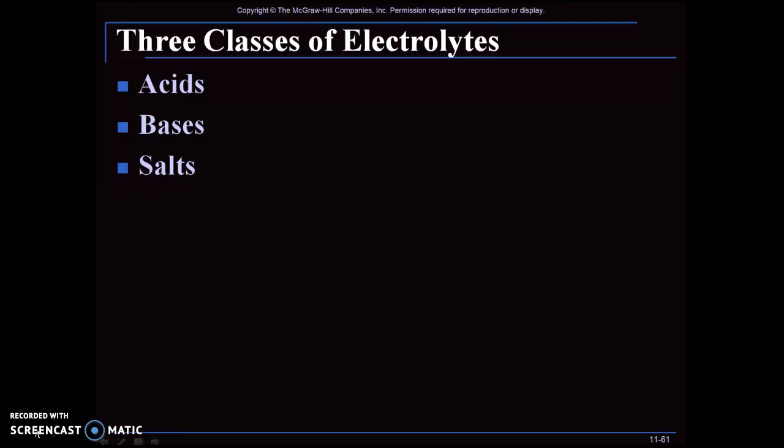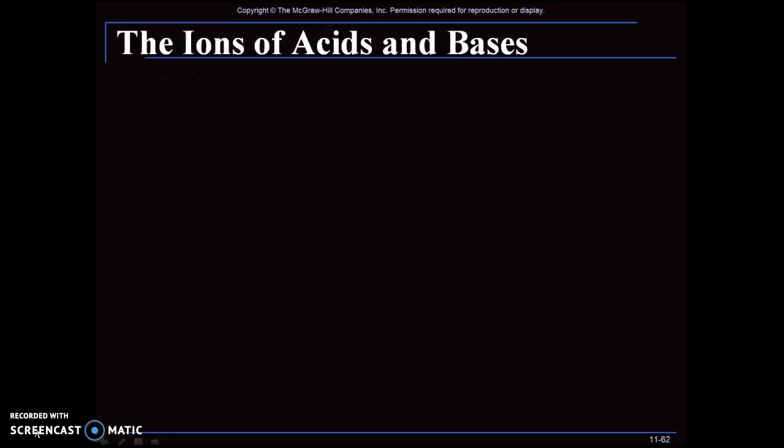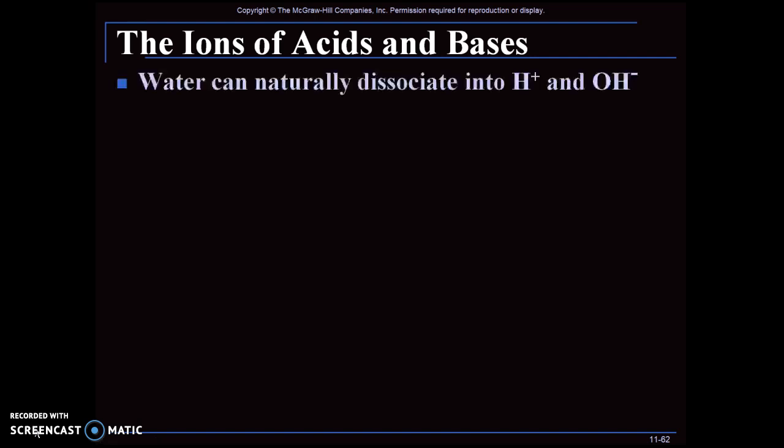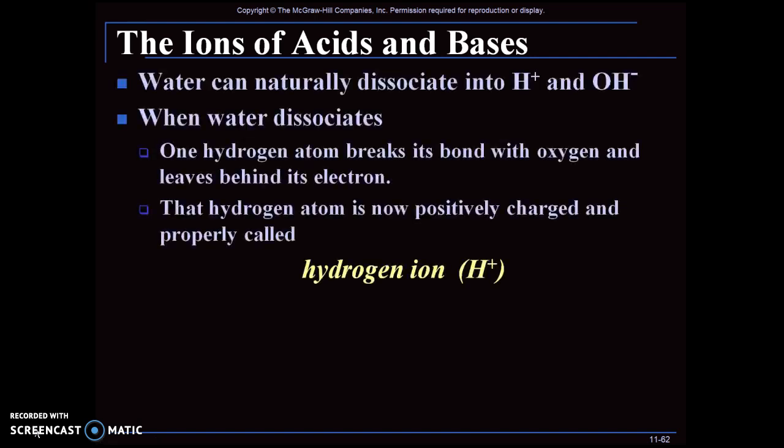Three classes of electrolytes: acids, bases, salts. The ion of acids and bases. Water can naturally dissociate into H+ and OH- ions. When water dissociates, when water separates, it separates as H+ and OH- ions.